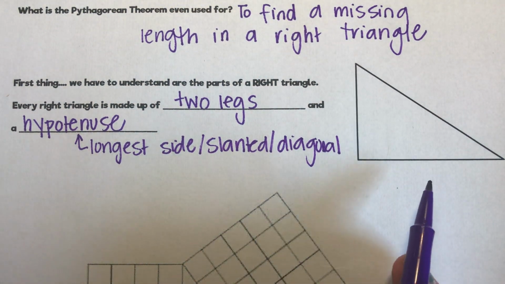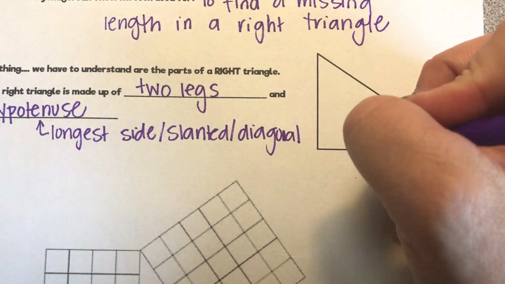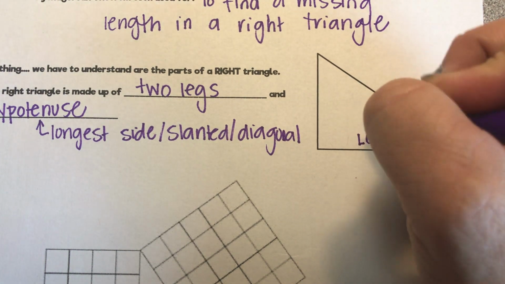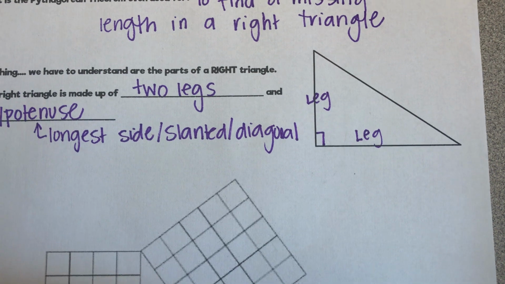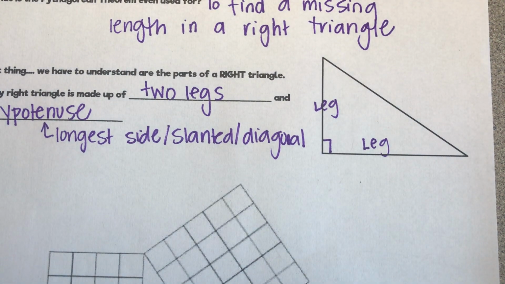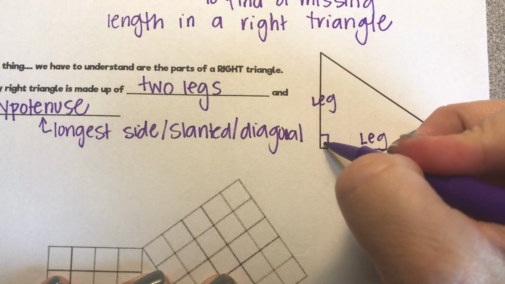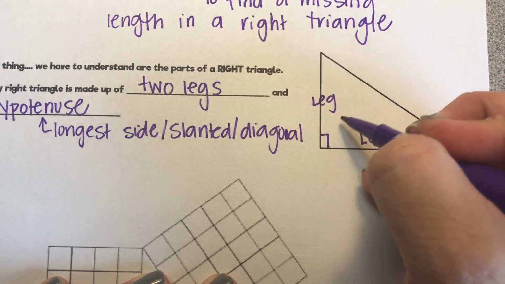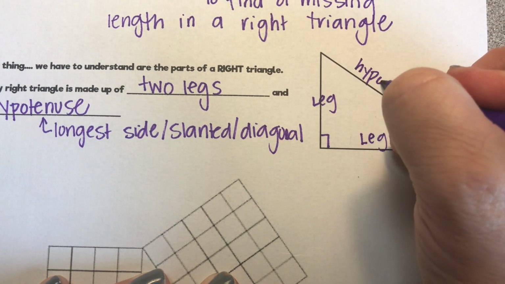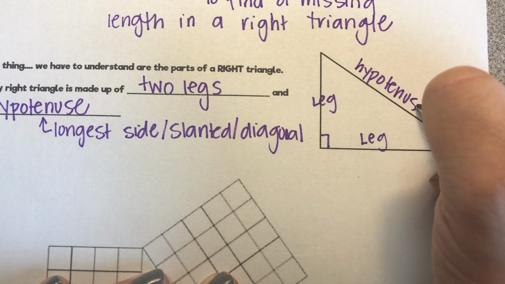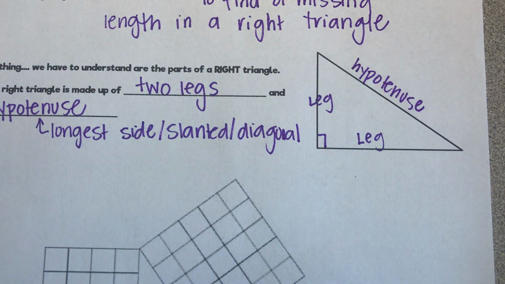Okay, so in this right triangle over here, this side would be a leg, and this side would be a leg. And you'll notice that they make up the right angle. They also make the L shape, right? So if that helps you remember it, legs make the L. And then you can see how this right angle is kind of pointing over here to this long slanted side. This is our hypotenuse. So those are the parts of a right triangle.